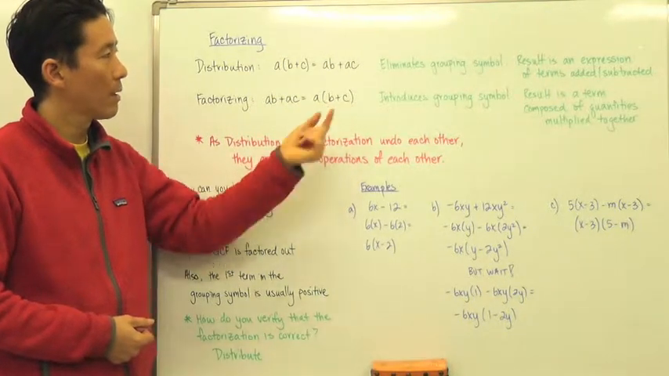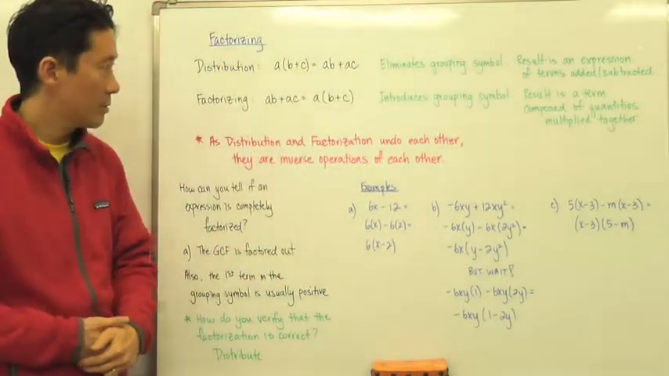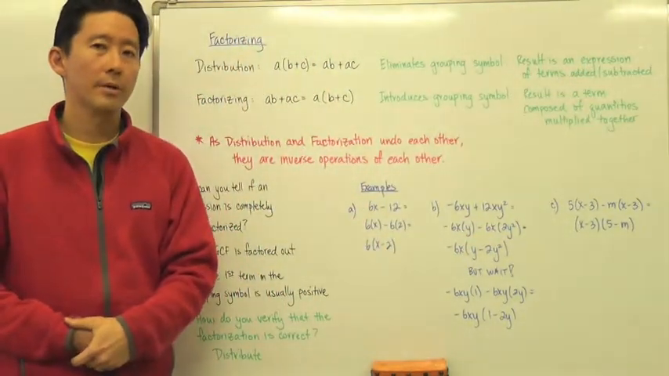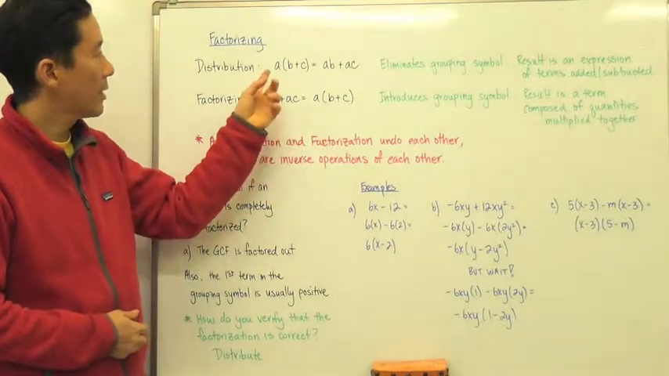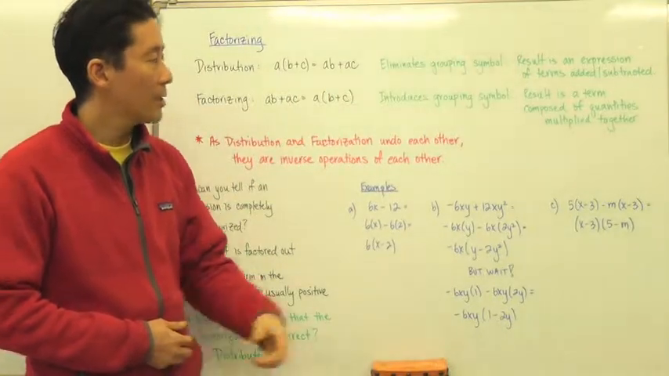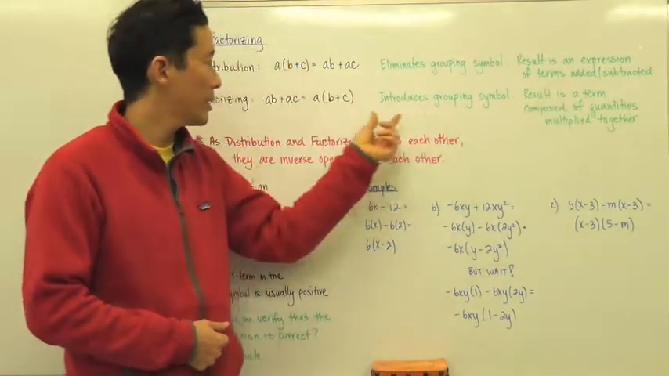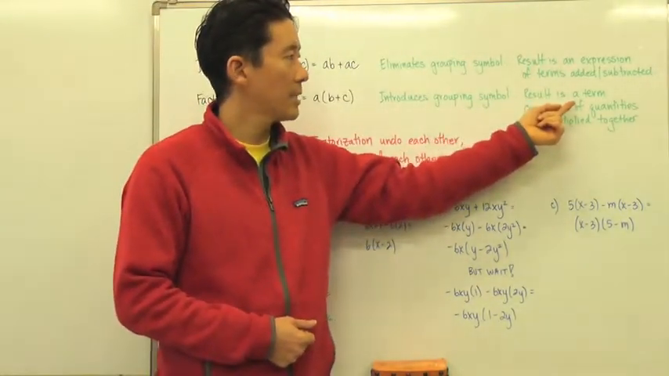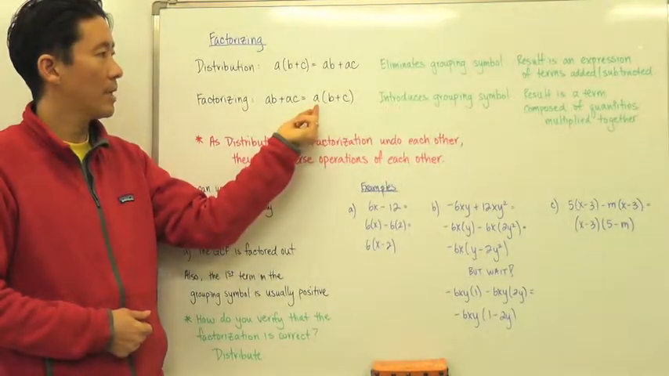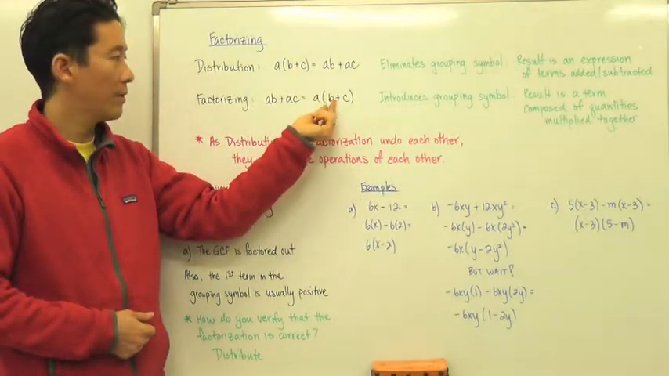Now, the other thing that we want to pay particular attention to is the differences between the results. The result of distribution is an expression of terms that are added or subtracted to each other. So notice that what I have here is this term plus another term. On the other hand, when I take a look at factorization, factorization is going to give me a result that looks like this, that is a term composed of quantities that are multiplied together. So notice that this is going to be a quantity multiplied to another quantity, and everything is multiplied together.